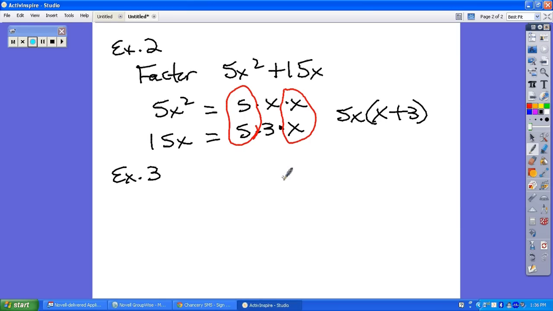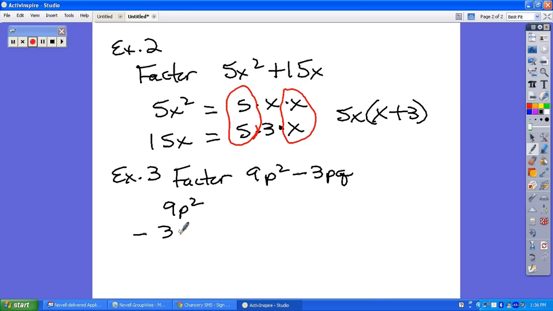Let's factor, oh, this one's good. 9p squared minus 3pq. Okay, so again, we're going to do 9p squared and then negative 3pq. When I write that out, I'm going to have 3 times p times p. And then this is going to be negative 3 times p times q.